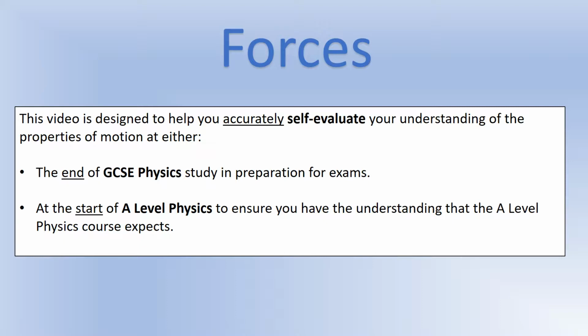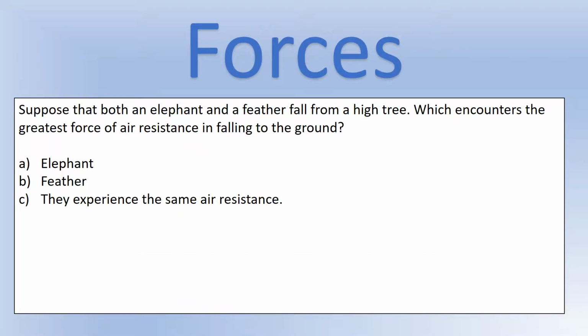So let's get cracking. Okay, so first example, we've got an elephant and a feather, and they're both falling from a very high tree. Which encounters the greatest force of air resistance in falling to the ground? So would it be the elephant, the feather, or would they experience the same air resistance? So what you need to do is pause it so you can have a think, select your answer, and then we'll explain what you should have picked. All right, so let's take a look.